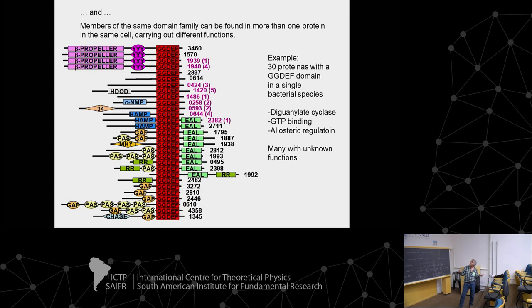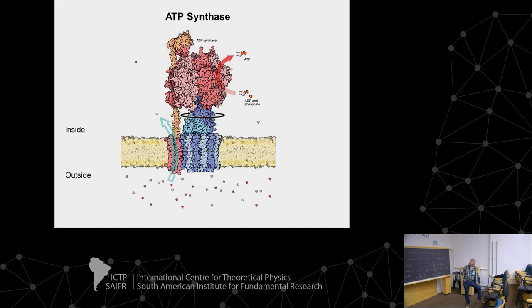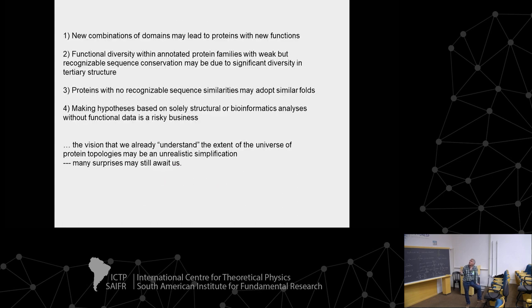So this is an example of one bacteria that has around 30 proteins that all have these GGDEF domains, which are diguanylate cyclase domains. But you can see that these diguanylate cyclase domains are found in combination with a whole bunch of different other domains to probably produce proteins with different specific physiological functions. So new combinations of domains may lead to proteins with new functions.